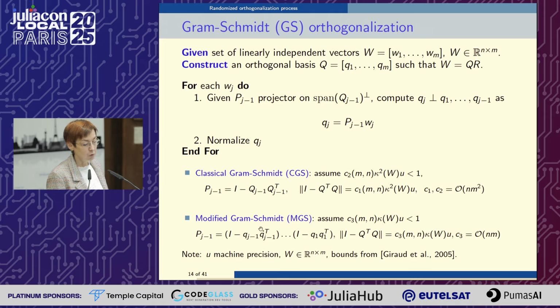And the second algorithm is modified Gram-Schmidt, and this one, the way it operates, it takes a projector which orthogonalizes first against the first vector Q1, then against the second vector up to Qj minus 1. It's going to be less efficient in practice because we do here only vector-vector operations, and then if I would be on a parallel computer, I have to synchronize every time I do here an inner product. But it's more stable because if we look at the loss of orthogonality, then now we have a linear dependency on the condition number of the initial matrix W.